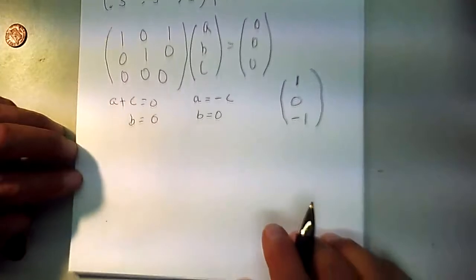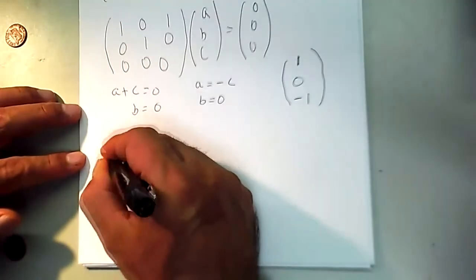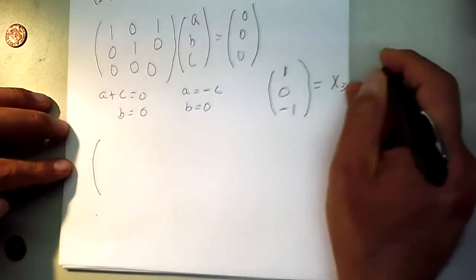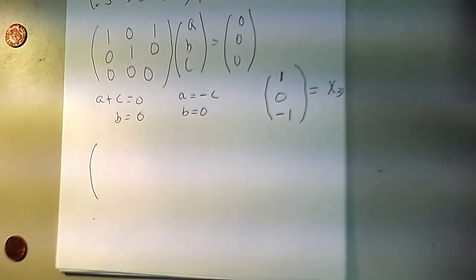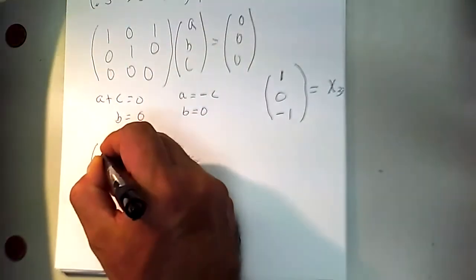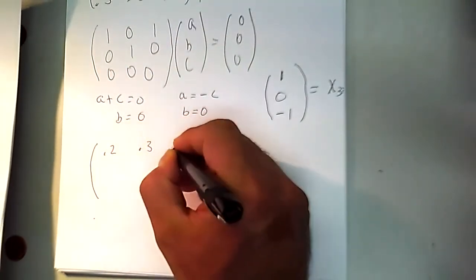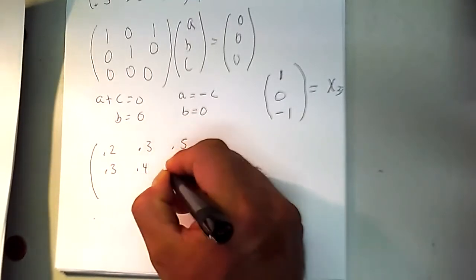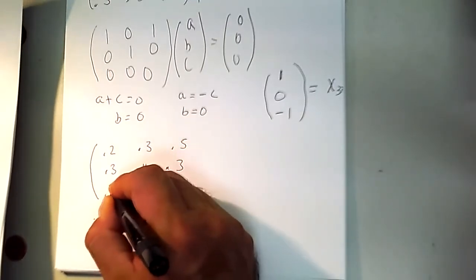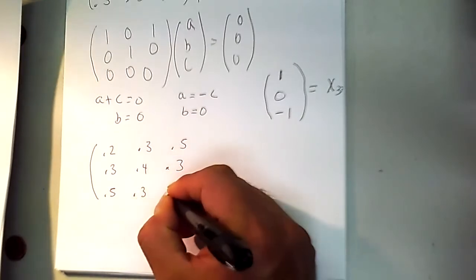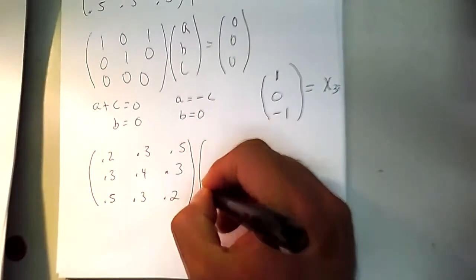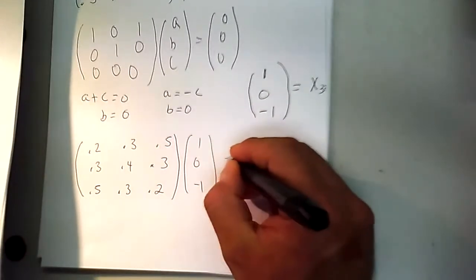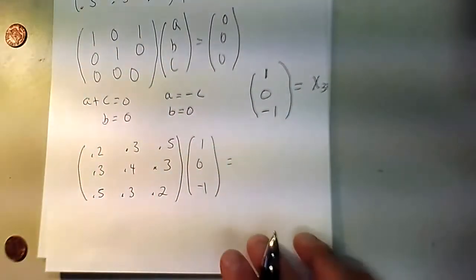Now let's double check to make sure. I like to double check that my eigenvector x3 works. Let's go back to the original matrix: 0.2, 0.3, 0.5; 0.3, 0.4, 0.3; 0.5, 0.3, 0.2, multiplied, so this is the original A, with 1, 0, -1, gives us what we are supposed to get. Now let's see if that is true.